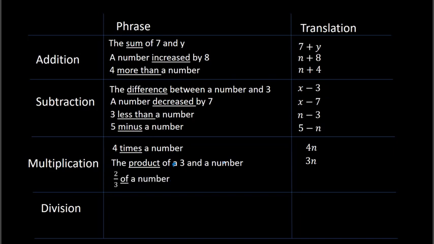Next we have 2/3 of a number. The word of typically signifies multiplication. So we have 2/3 times some number. So 2/3 times n, or times some variable.